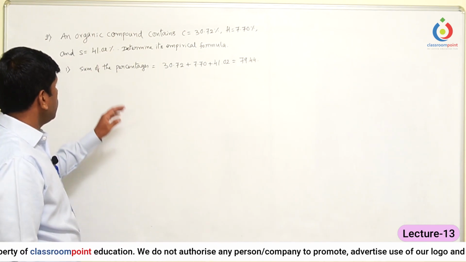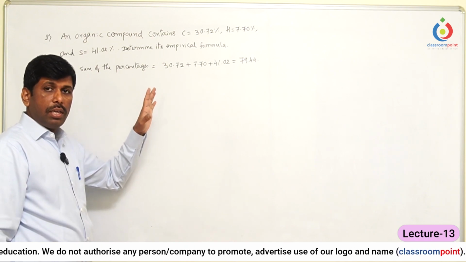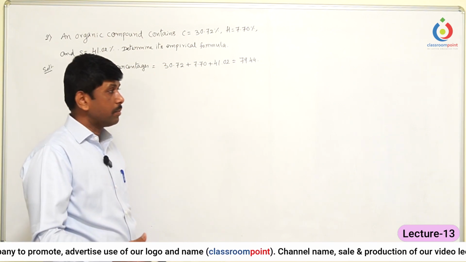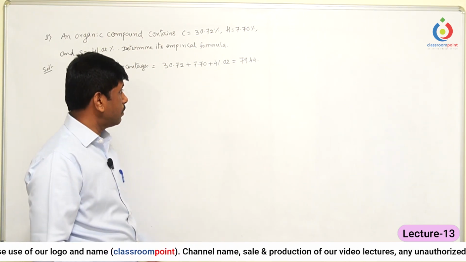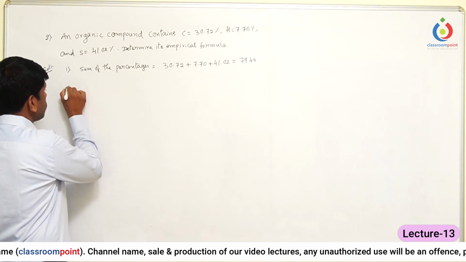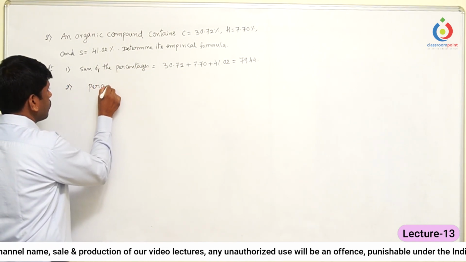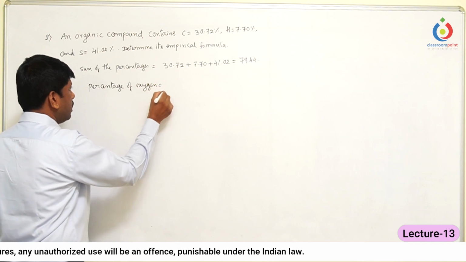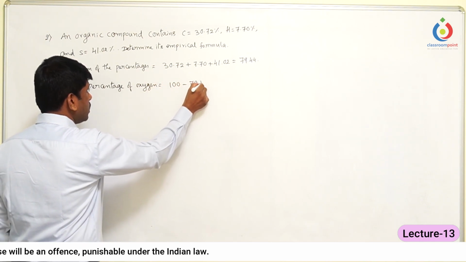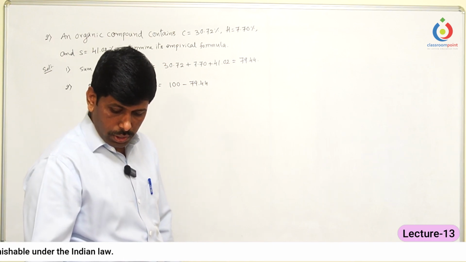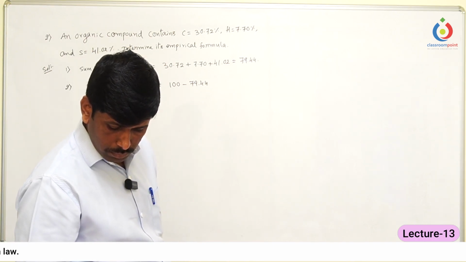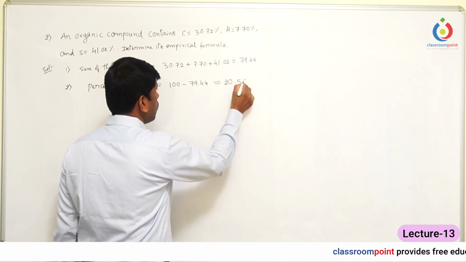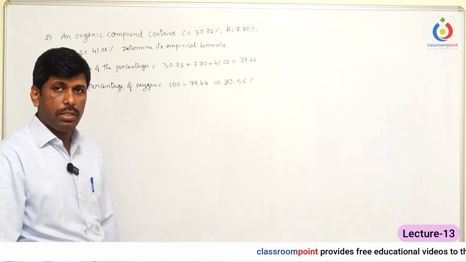Total percentage. Here they did not say anything about the molecule that it is a hydrocarbon. Simply they said that it is an organic compound. That means there is oxygen as well. So the remaining difference value belongs to the oxygen. So percentage of oxygen is equal to 100 minus 79.44. So this value is 20.56. 20.56% belongs to the oxygen.